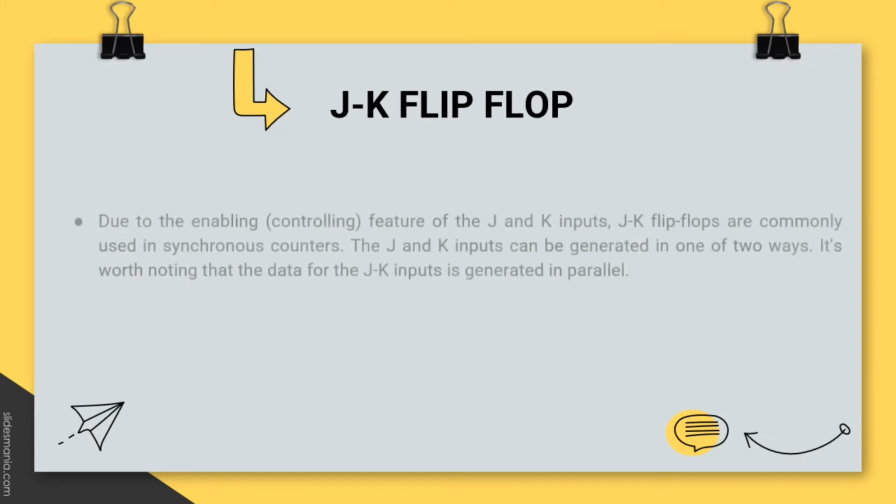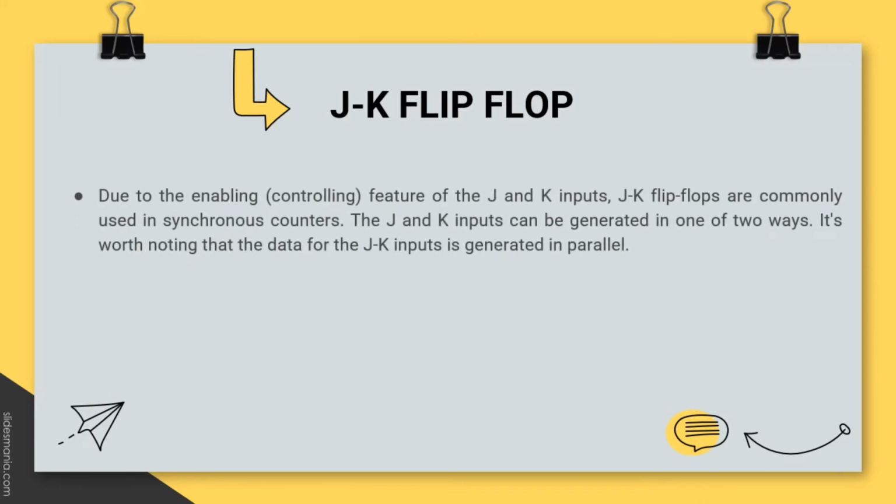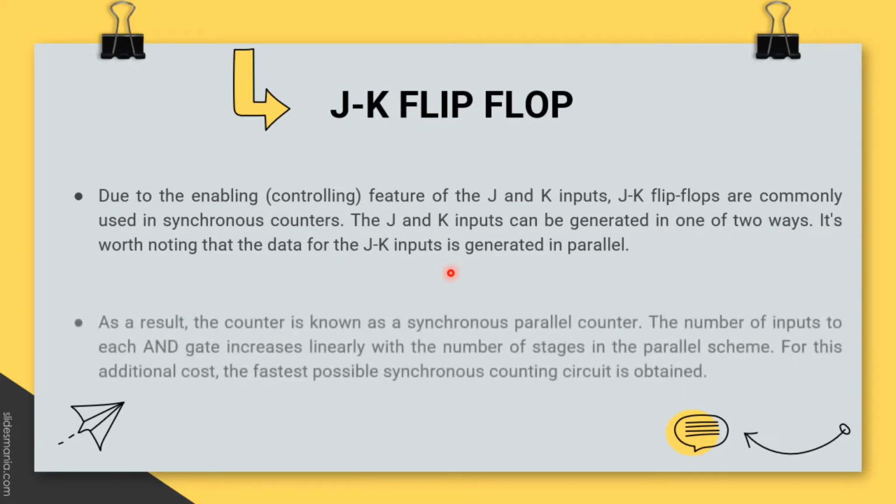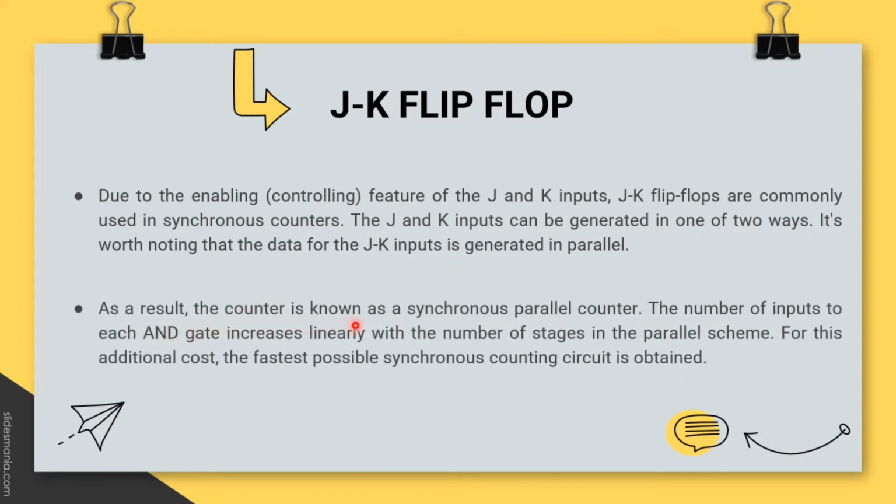JK flip-flop. Due to the enabling control feature of the J and K input, JK flip-flops are commonly used in synchronous counters. The J and K inputs can be generated in one of two ways. It's worth noting that the data for J and K input is generated in parallel. As a result, the counter is known as a synchronous parallel counter. The number of inputs to each AND gate increases linearly with the number of stages in the parallel scheme. For this additional cost, the fastest possible synchronous counting circuit is obtained.